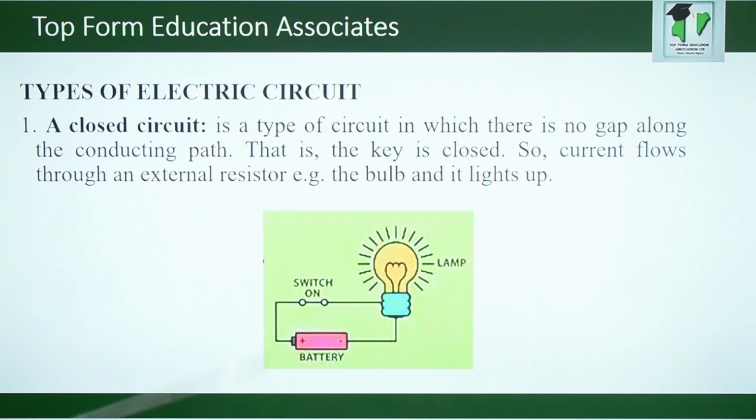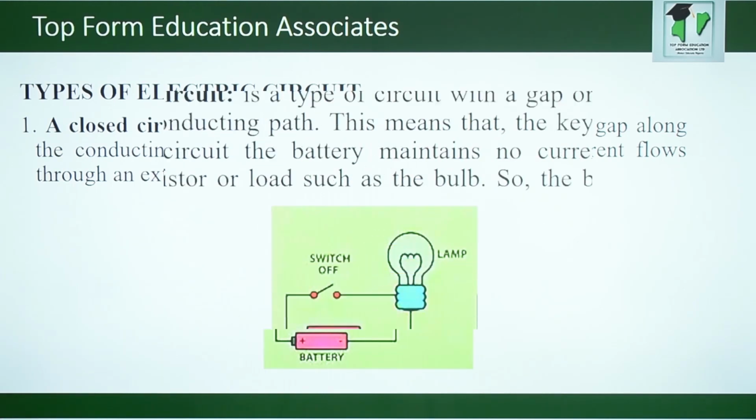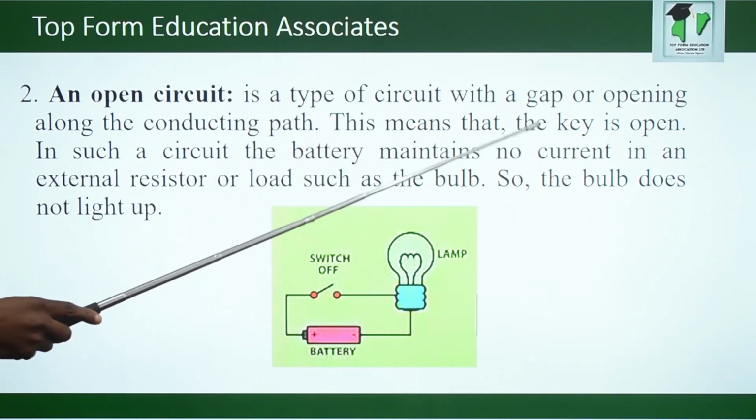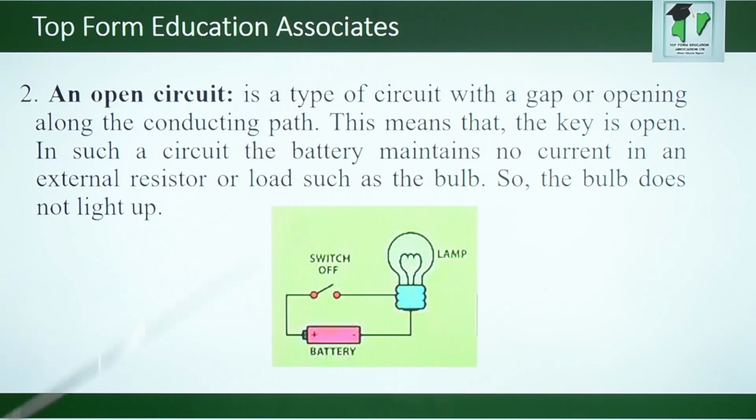Are you getting it? So you have it that here there is no gap. It is closed. We call it a closed what? Circuit. There is no gap in between the wires, and that will bring about the flow of current all through the circuit, and the bulb lights up. Now the next is an open circuit. It's a type of circuit with a gap or opening along the conducting part. Look at the gap. It's a gap. It's not closed. Along the conducting parts, look at the parts. Along the conducting wires, they have the wires here.